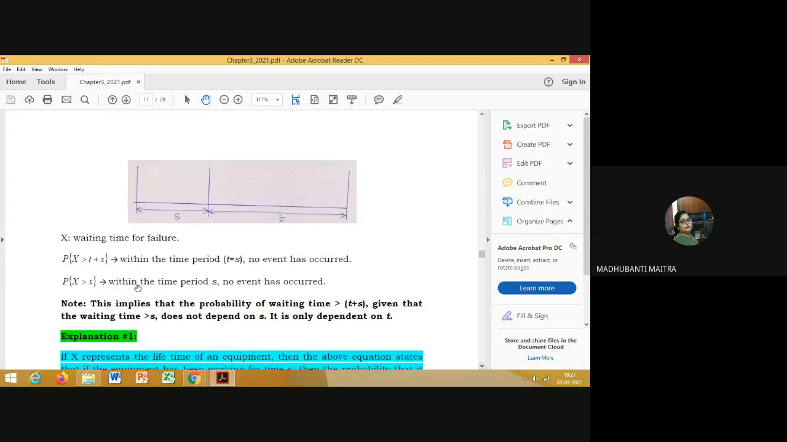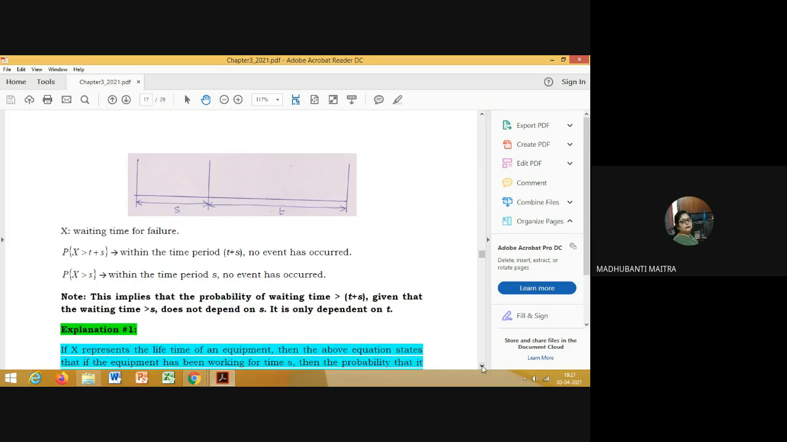So probability x greater than t plus s: within this time period t plus s, no event has occurred. Probability x greater than s: within this time period s, no event has occurred. Hence, this event implies that we are waiting for the first event to occur after this interval only, and here we are waiting for the first event to occur after this.